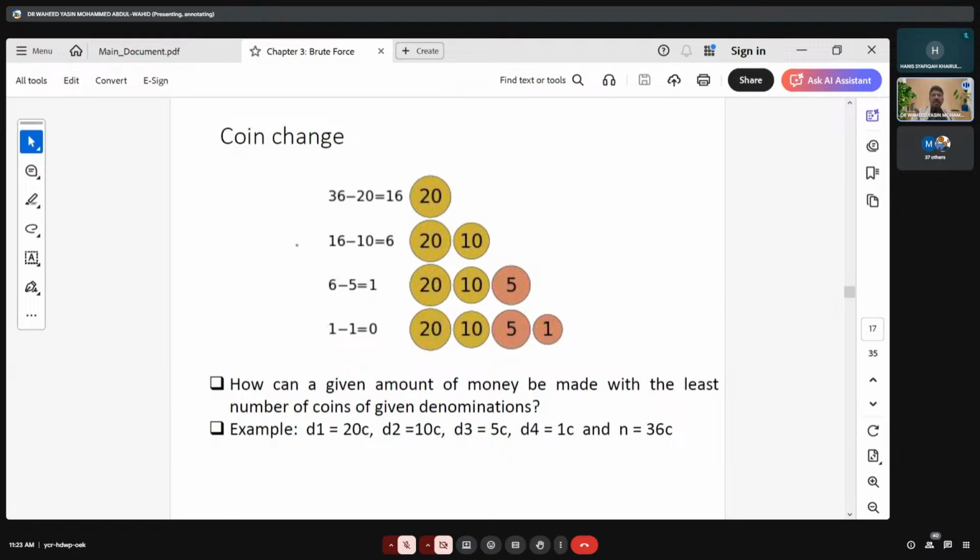So 36 will be 20, then I give you a note of 10, then a note of 5, a note of 1. So how many notes do I give you? I give you 4: 20, 10, 5, 1. So here D1 is 20 cents, D2 10 cents, D3 5 cents, D4 1 cent, and the number is 36 cents. This is how I give you that change. Hopefully, the coin change problem is clear.